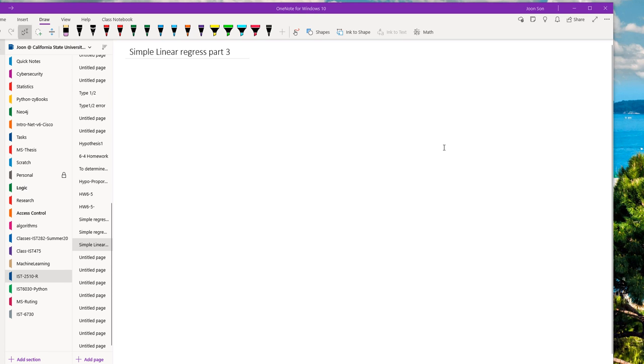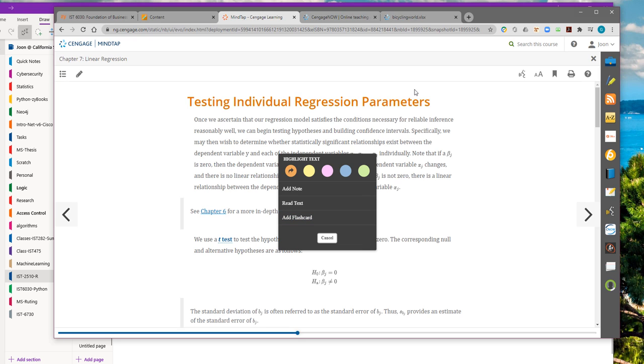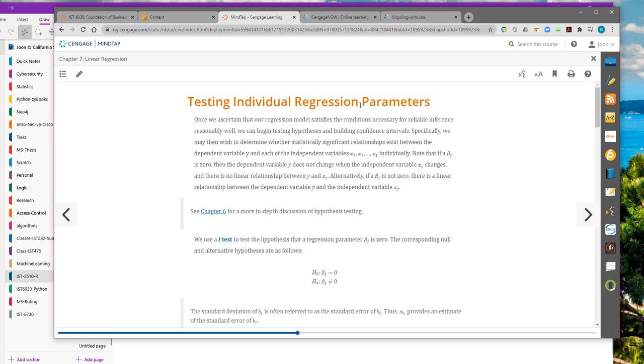Okay, so this is simple linear regression part 3. I'm going to briefly talk about testing individual regression parameters. In the previous chapter, we learned about hypothesis testing, right? So we are going to apply what we learned, hypothesis testing, on these regression parameters.